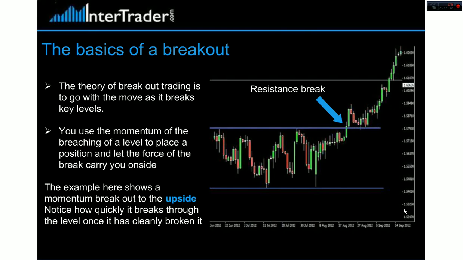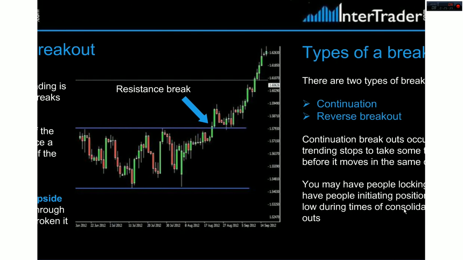Then your RSI is just another confirming indicator to tell you if the market's overbought or oversold. That will either confirm that the market's likely to break out or not. It doesn't mean the market won't break out, but it's something to keep an eye on, because that's what we use with breakout trading. We use things like the Bollinger Bands, the key levels of support and resistance, and an RSI check.